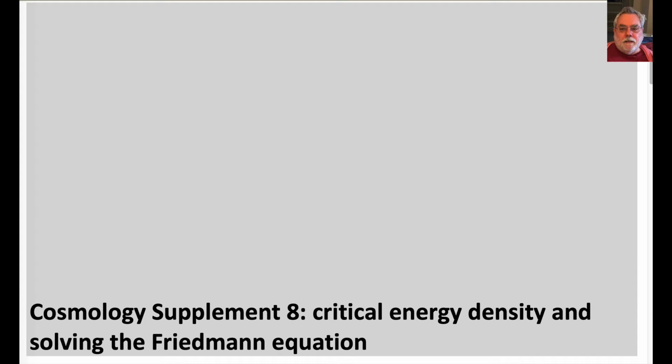Cosmology Supplement 8, Critical Energy Density and Solving the Friedmann Equation.